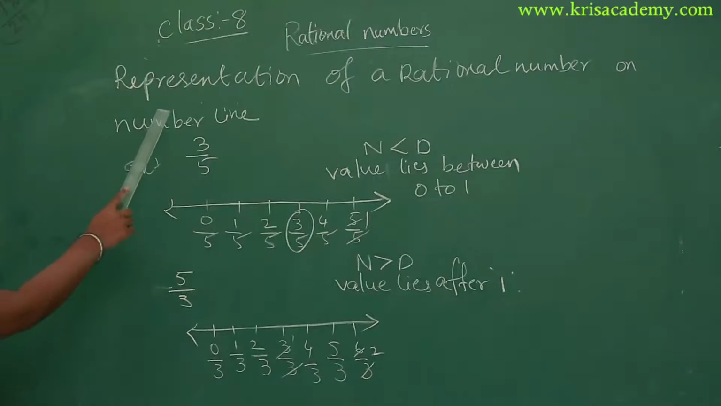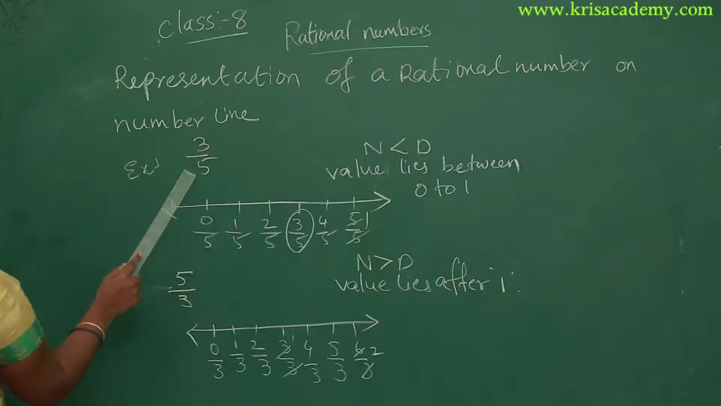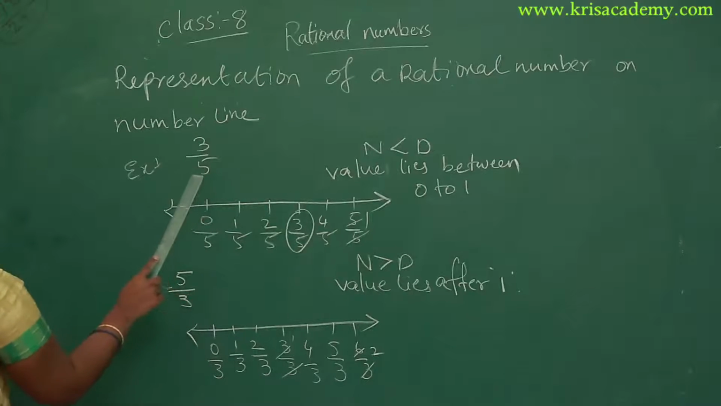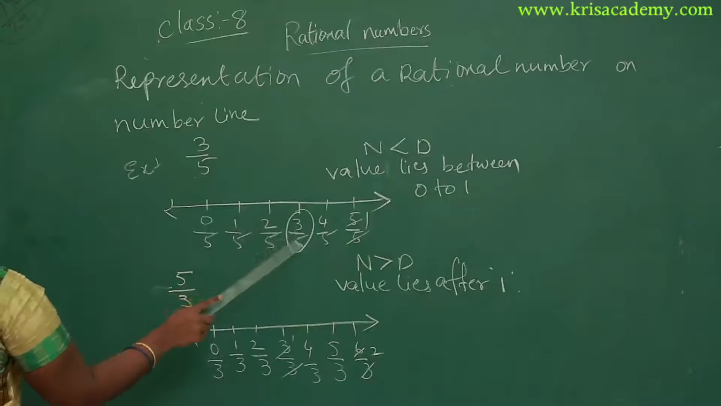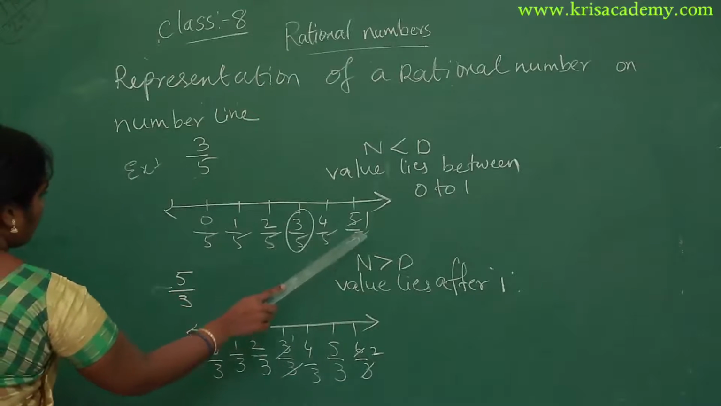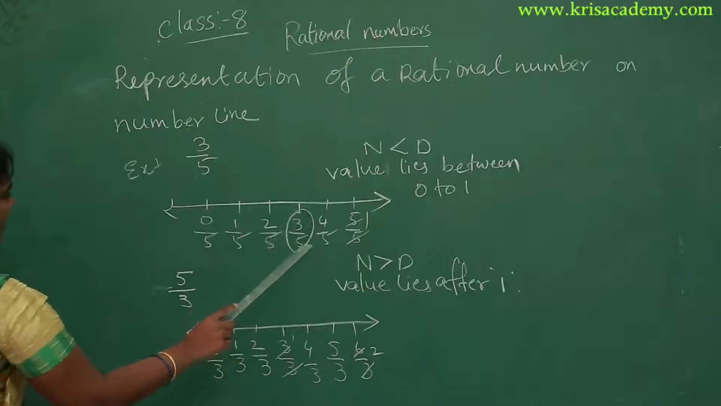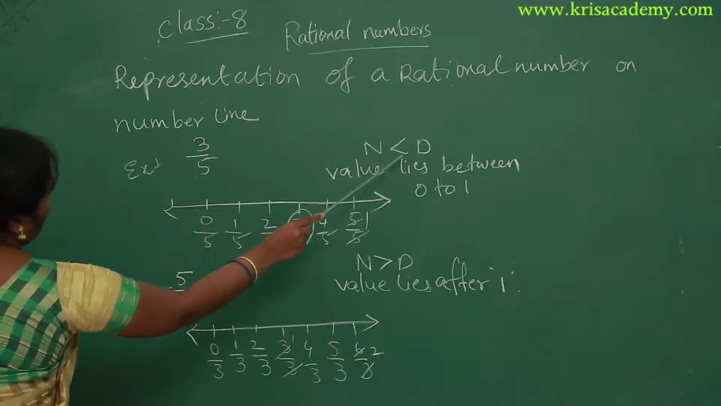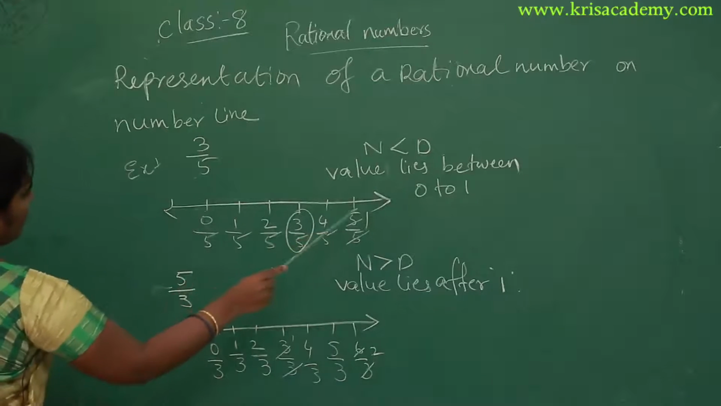So now next topic is representation of a rational number on number line. For example, 3 by 5 is a rational number. So from 0 to 1, what is the denominator here? 5. So divide 0 by 5, 1 by 5, 2 by 5, 3 by 5, 4 by 5. Last one will be 1. 5 by 5, so 1. So your 3 by 5 is lying between 0 and 1. So condition is if numerator is less than denominator, definitely value lies between 0 and 1.